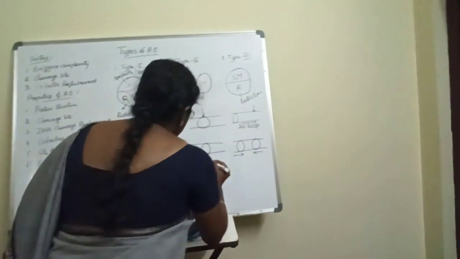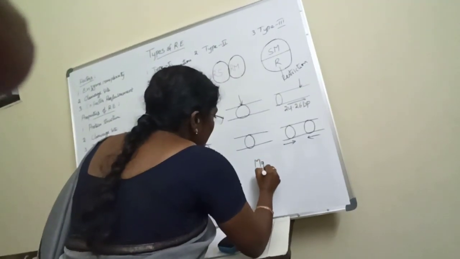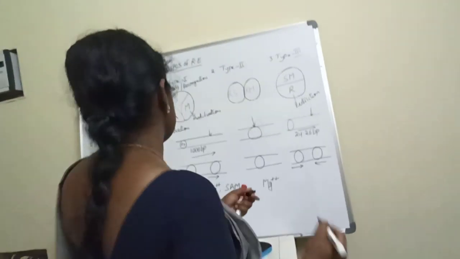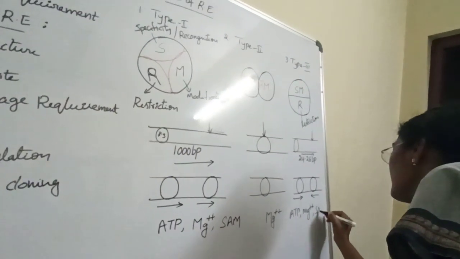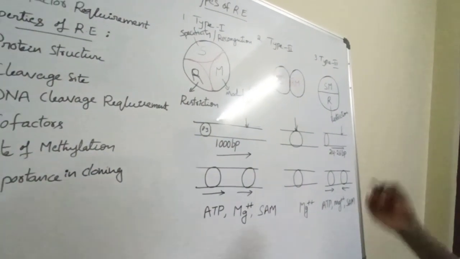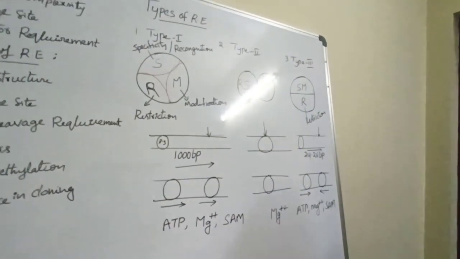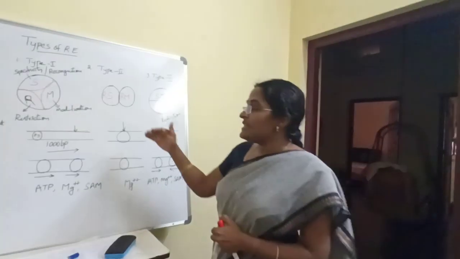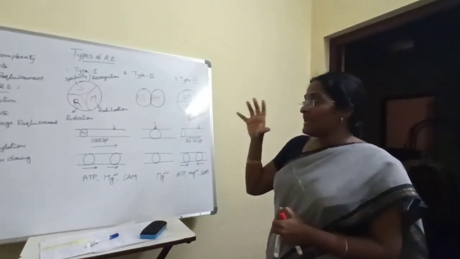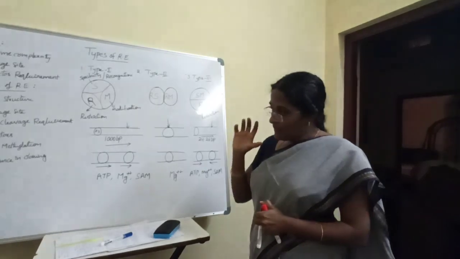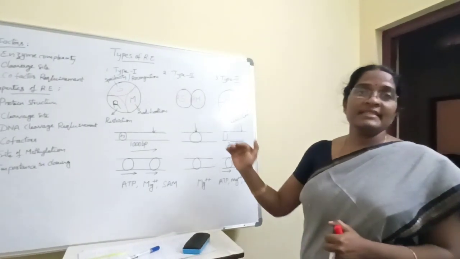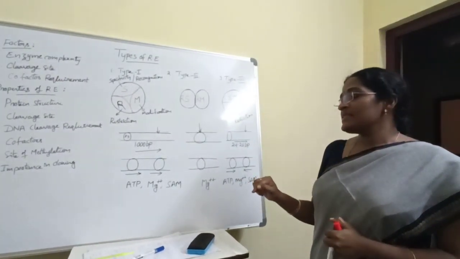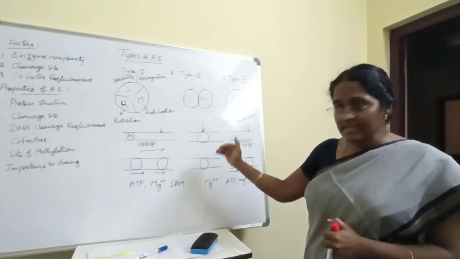And for type 2 enzymes, only magnesium ions are required as cofactors. And type 3 enzymes need ATP, magnesium ions and SAM. These 3 cofactors are required. And the next property is site of methylation. These 3 enzymes methylate only at a specific recognition sequence. These 3 enzymes perform the methylation activity at a specific sequence.